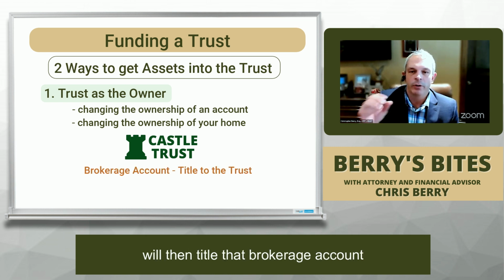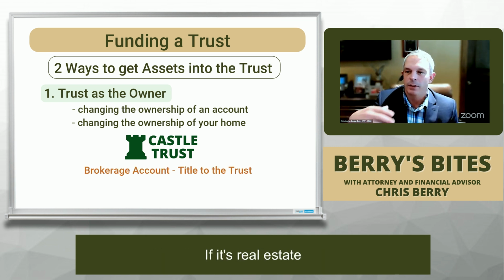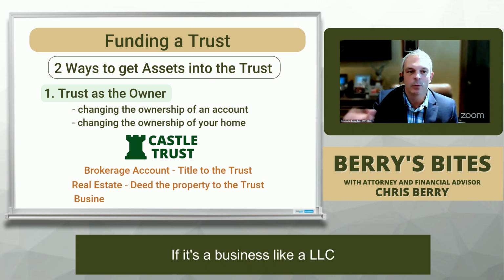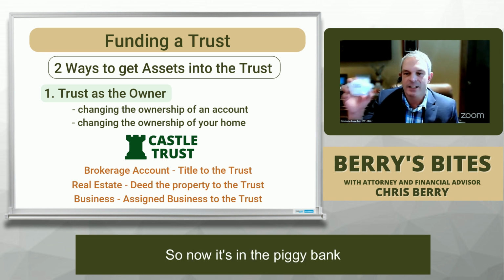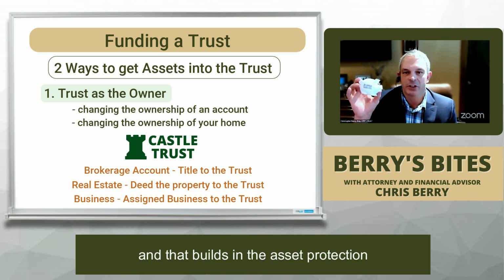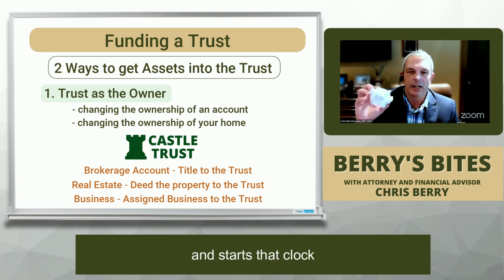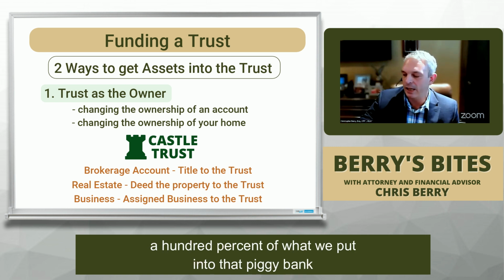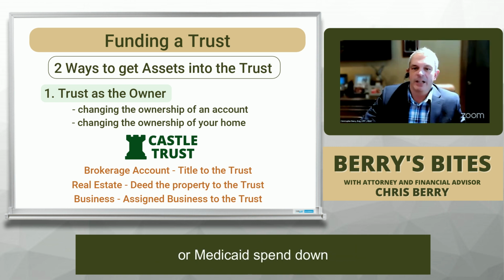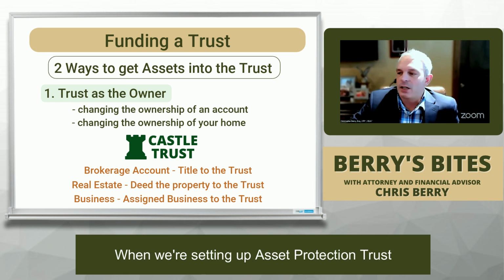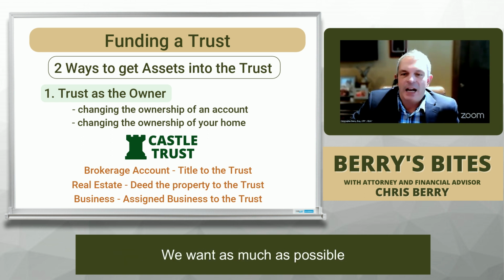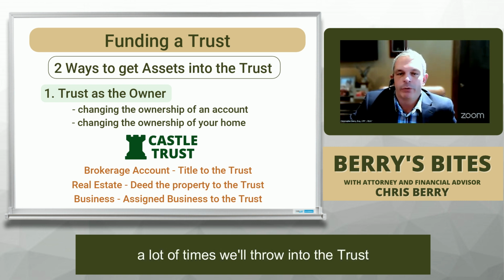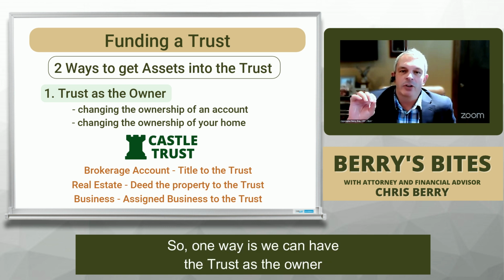With a brokerage account, we would then title that brokerage account in the trust. If it's real estate, we would deed that property to the trust. If it's a business like an LLC, we assign that business to the trust. So now it's in the piggy bank, and that builds in the asset protection if it's a castle trust, and starts that clock for nursing home or Medicaid spend down, where if we make it 5 years, 100% of what we put into that piggy bank is protected from that nursing home or Medicaid spend down. When we're setting up asset protection trusts like a castle trust, we want as much as possible owned by the trust. Like cash value life insurance is another thing that a lot of times we'll throw into the trust. So one way is we can have the trust as the owner.